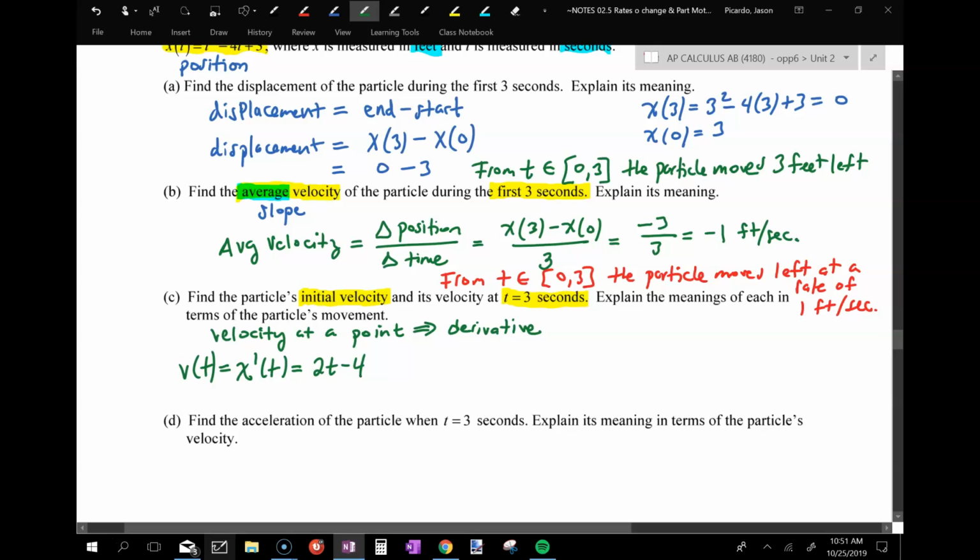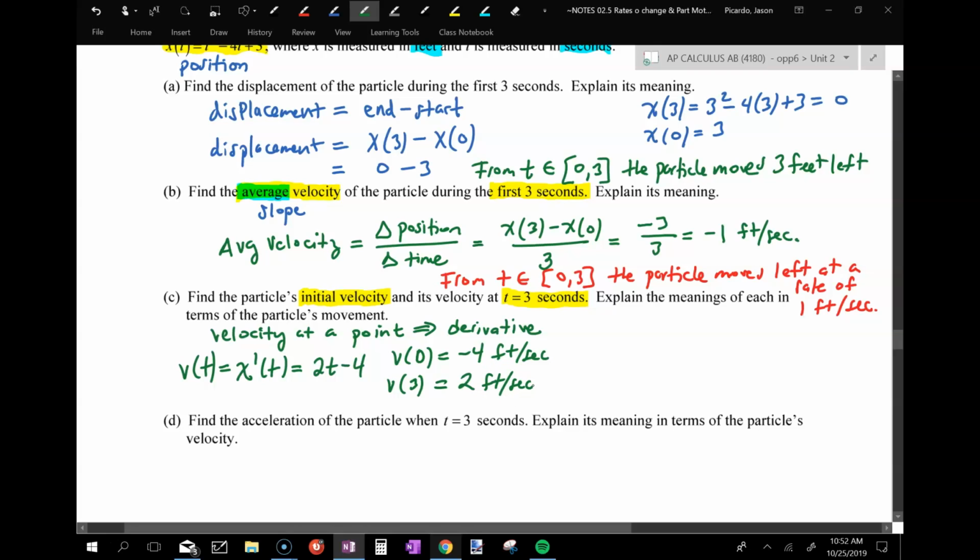All right, so what do I want to know? I want to know 2 things. I want to know the velocity at the beginning and at the 3 second period, right? So at the beginning, I get -4. At 3, I get 2, right? How did I get those? I just took these values and plugged it into this, right? Give me units. Feet per second. Feet per second.